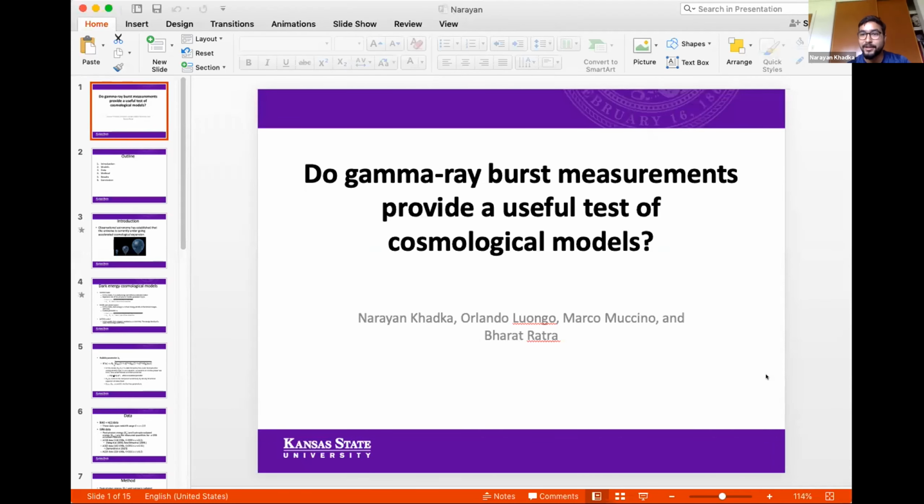Okay, can you see my screen? Yes. Thank you, Orlando, for providing me this opportunity to present our work. Hi, everyone. I'm a graduate student at Kansas State University, and I work with Professor Ratra. Recently, we have written a paper on gamma ray burst cosmology. I will present some of the results of that paper. The authors of this paper are Narayan Chatka, Orlando Luongo, Marco Muccino, and Bharat Ratra.